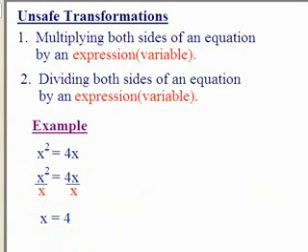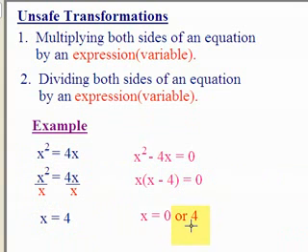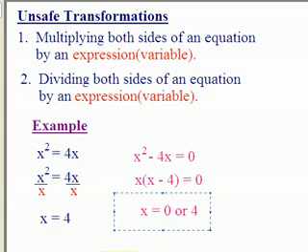The real way this problem should have been done would be not to divide, but to subtract 4x on both sides, so that we could factor and use the zero product property. And the real solution to this problem is x is equal to 0 or 4. Since we divided both sides by x, we eliminated solutions.